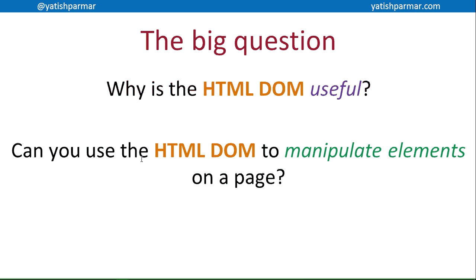So basically you should be able to see now why the HTML DOM is actually useful, navigating up and down the tree to pull out nodes in order to change the properties, attributes, and change events. And you should be able to use the HTML DOM to manipulate elements on a page.